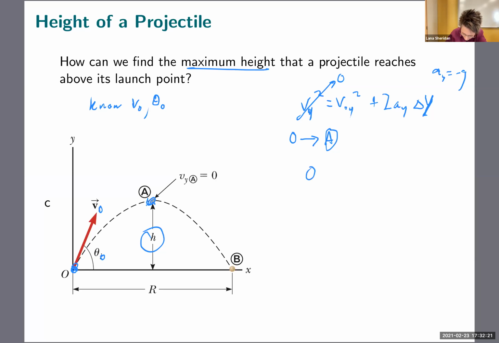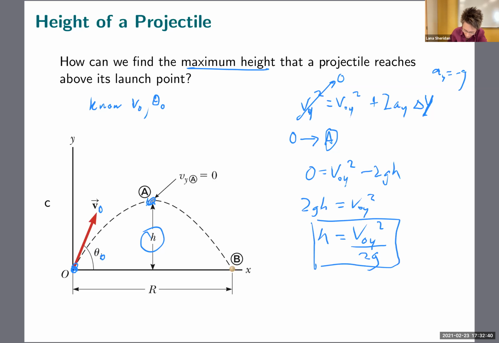So I have 0 is equal to v0y squared minus 2gh. And what you can see from rearranging, bringing the 2gh to the other side, and then I divide by 2g, is that I do get v0y squared over 2g. So this is one way to write the maximum height that it would reach. And the other thing we can do is plug in what v0y is. What is v0y in terms of these things?